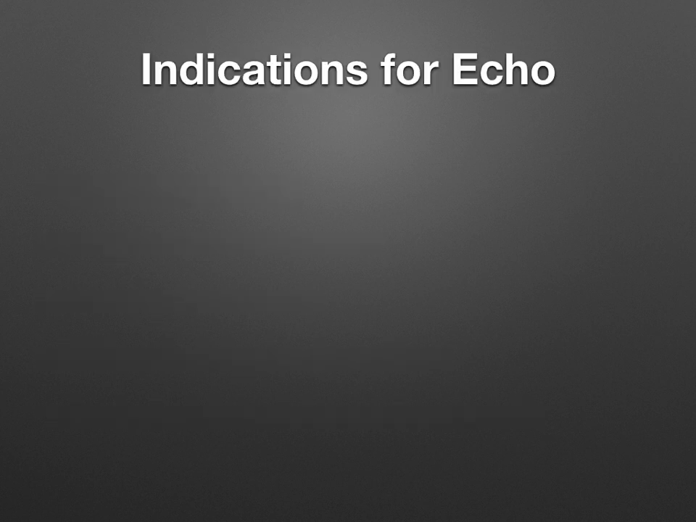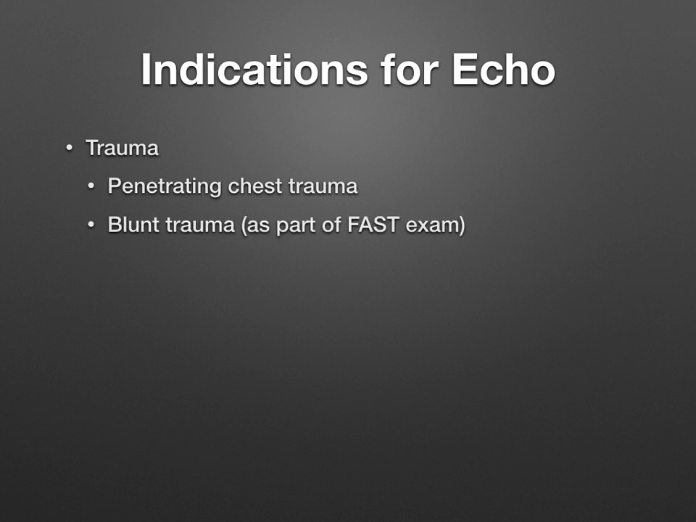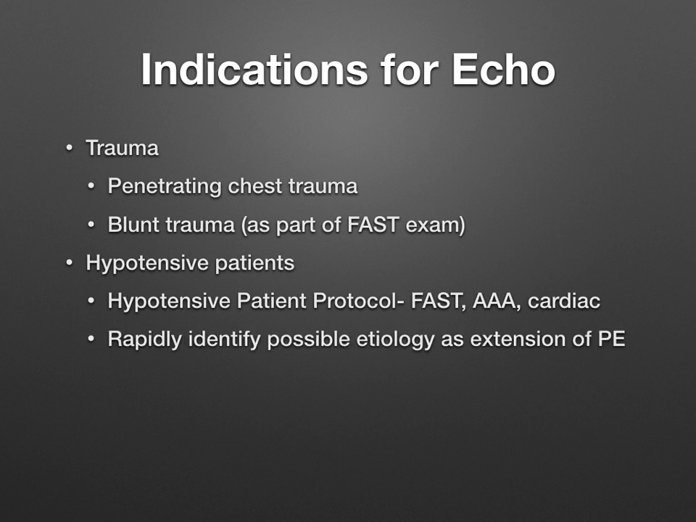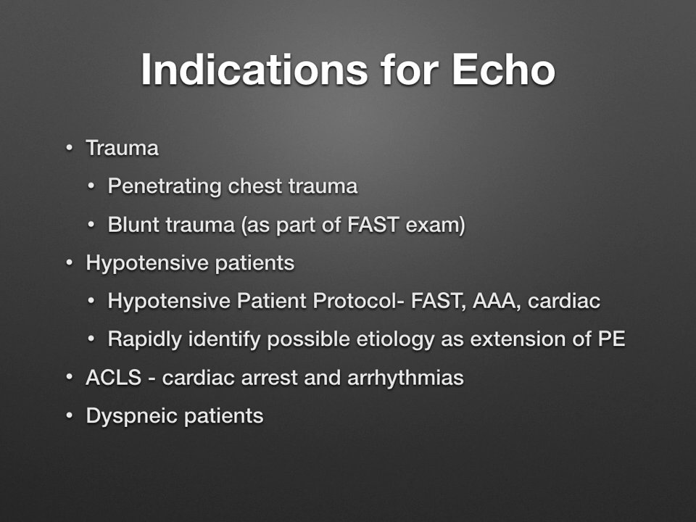So what are the indications for point-of-care echo? Trauma, such as penetrating chest trauma or blunt trauma as part of the FAST exam. We use echo in hypotensive patients when we don't know the cause, such as part of a hypotensive patient protocol. We can use echo for rapidly identifying possible etiologies of hypotension as an extension of the physical exam. And sometimes we use echo in ACLS after cardiac arrest or during arrhythmias, or in dyspneic patients.